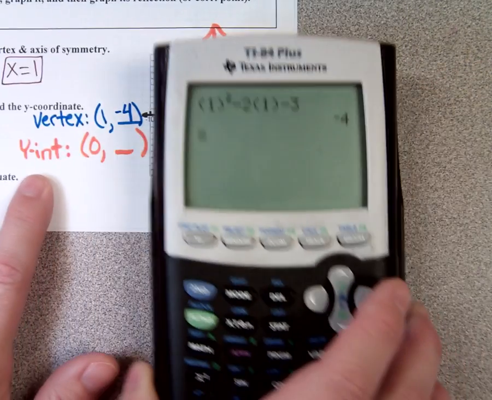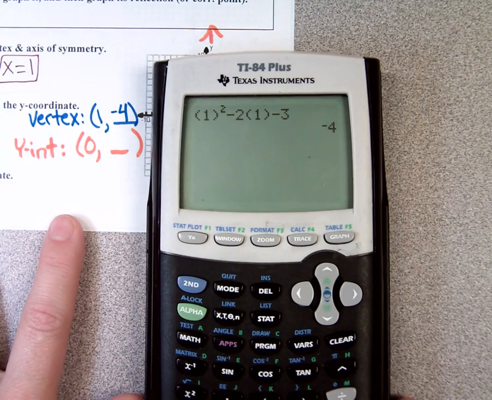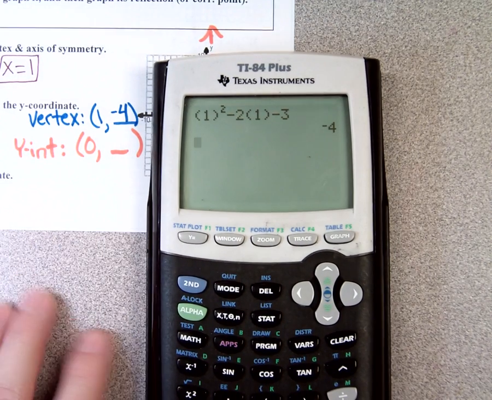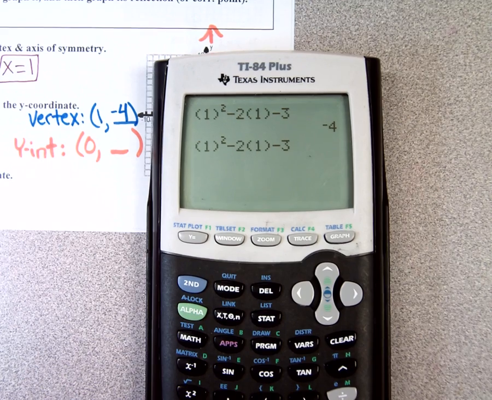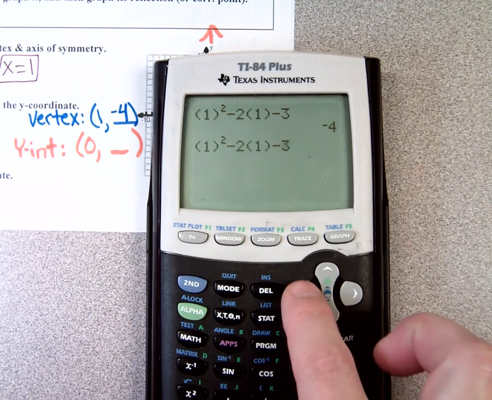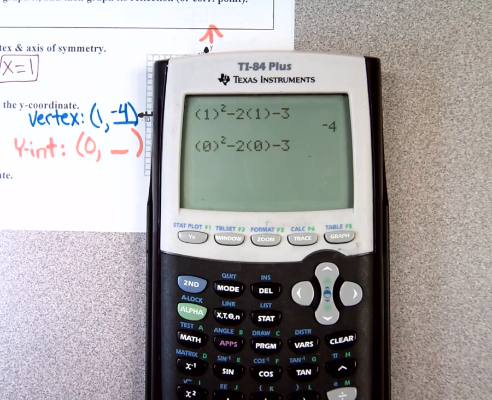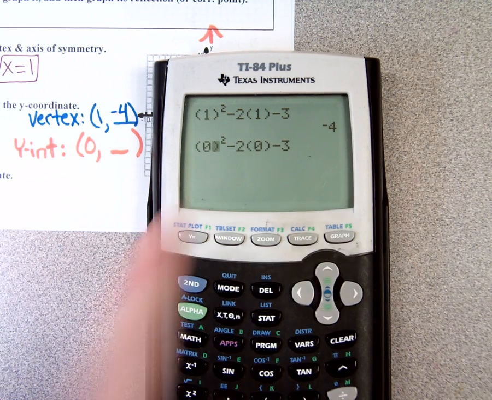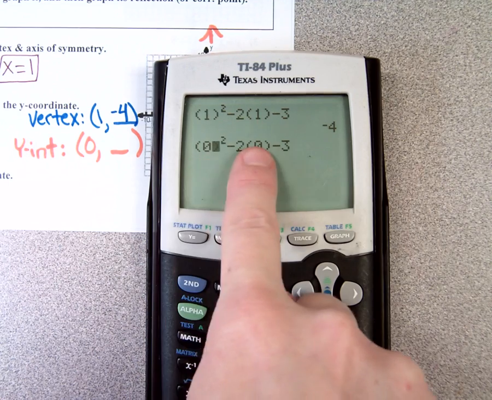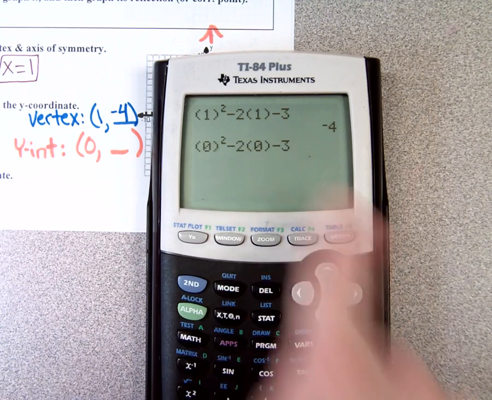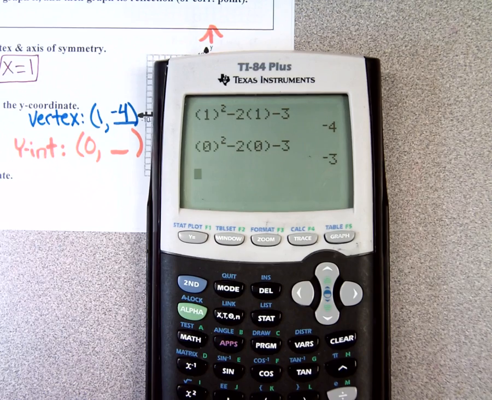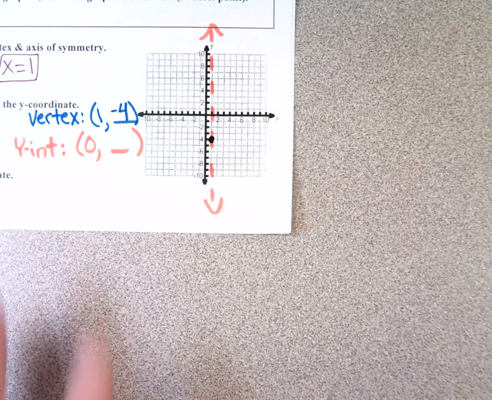So all I'm going to do, have you guys ever hit second enter on your calculator? If you go second enter, it pops up the last thing you typed. And I'm just going to arrow back, and I'm going to put zeros in place of my x's this time. Do you know what you'd get without even hitting enter? -3. Because 0 squared is 0, 0 times 2 is 0. So all you'd have left is -3. Okay, so that's what we get when we plug in our 0.